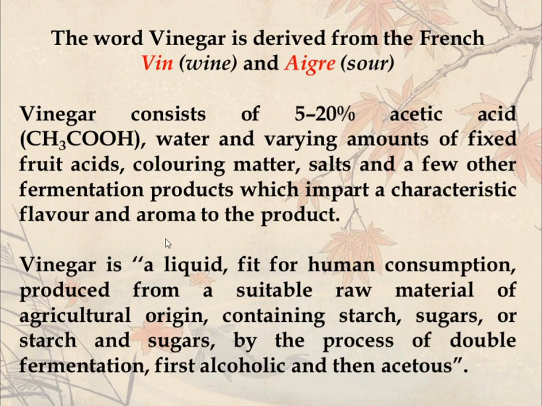Now, if we go by the definition, vinegar is a liquid which is fit for human consumption, and it is being produced from a suitable raw material of plant origin which contains starch, sugar, or starch and sugars, and is made by the process of double fermentation, which is first alcoholic and the later stage is acidulous. That means formation of acetic acid.